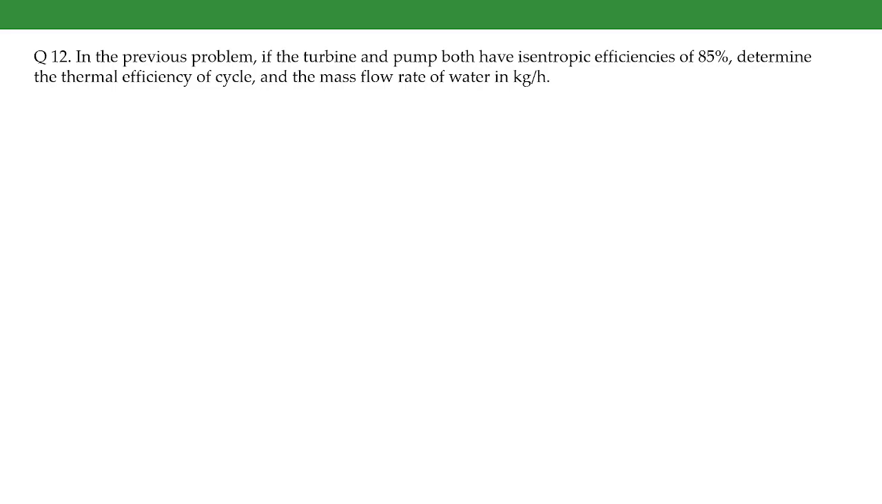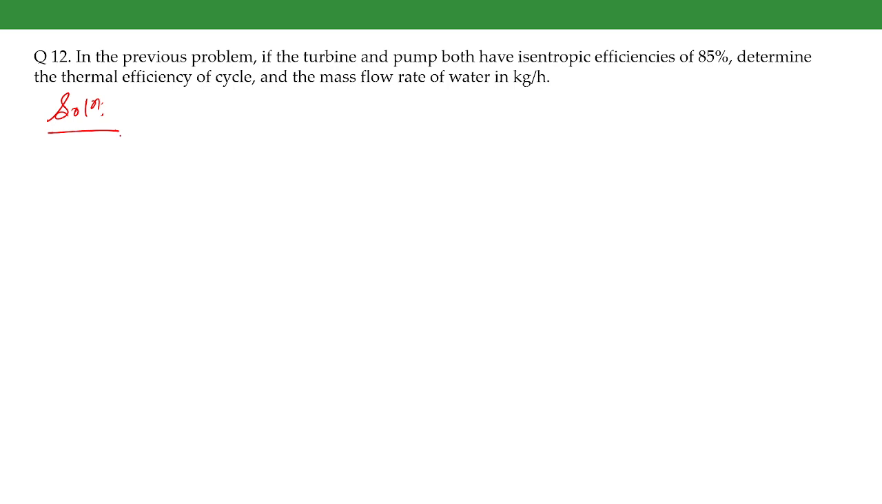So in the previous problem, initially we had considered an ideal Rankine cycle. Now the turbine and the pump, we are considering that both of them have an isentropic efficiency of 85%. We have to determine in this case what is the thermal efficiency of the cycle and what is the mass flow rate of the water, that is the steam required in this case, not the cooling water.